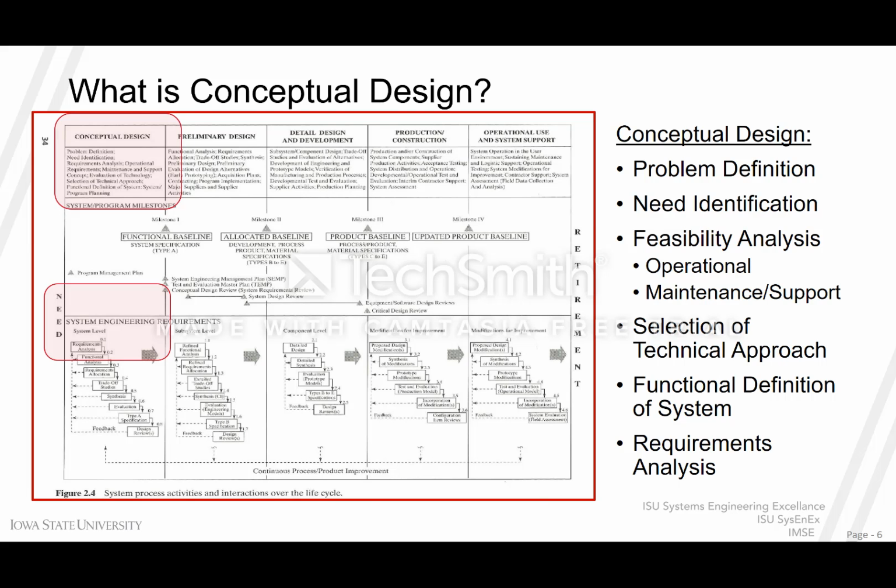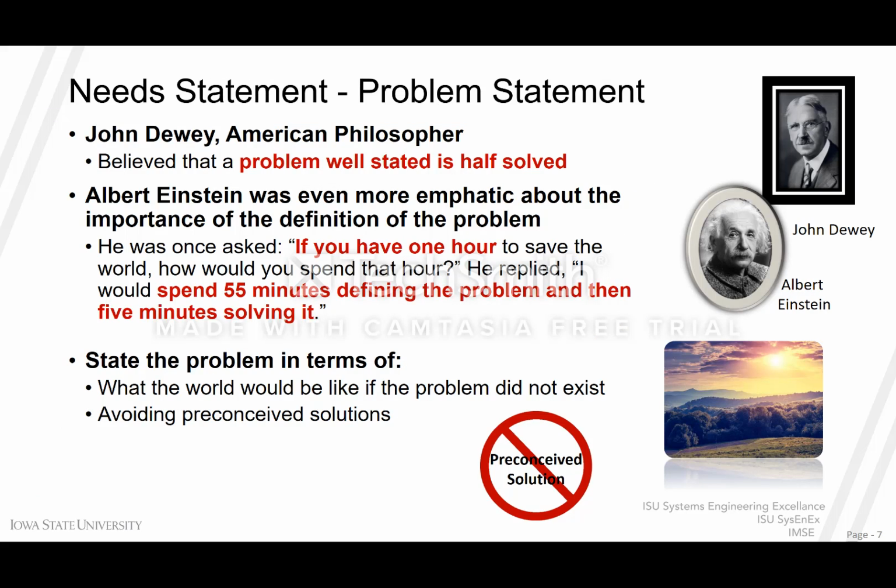Going back to the Blanchard and Fabrycky diagram 2.4, we're going to take a look at the specific steps within conceptual design. The first step is even identifying what exactly the problem is. In order to do that, you need a problem statement. John Dewey, a philosopher, said that a problem well stated is half solved. What he means is that you have to step back and make sure that you all agree on what exactly the problem is before you go and try to solve it.